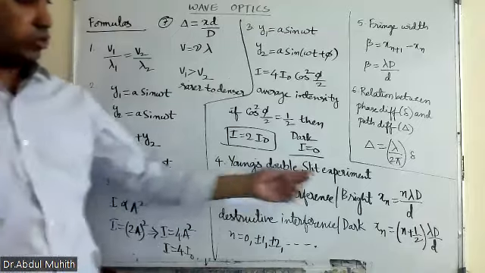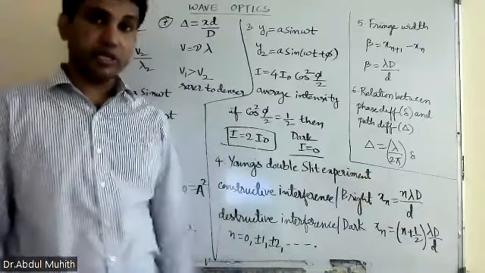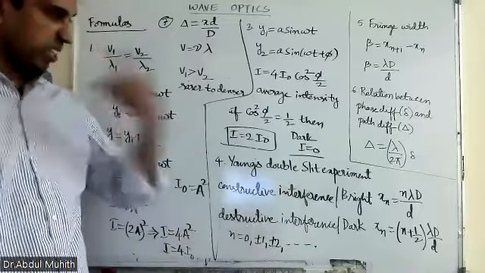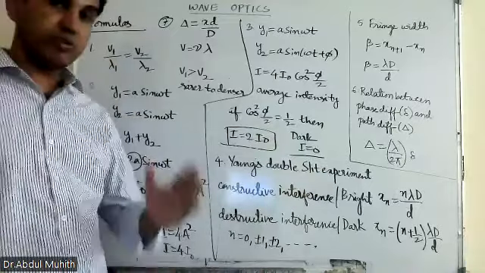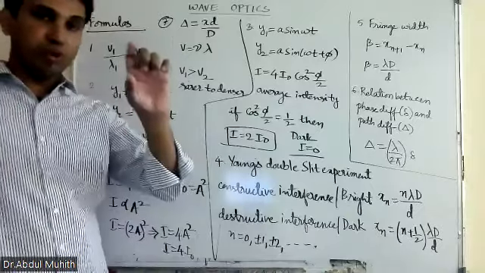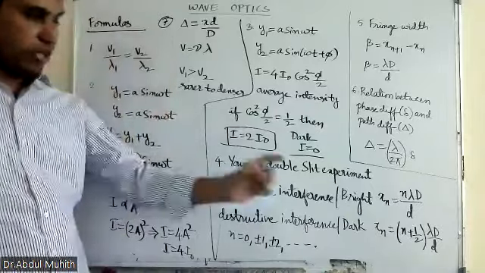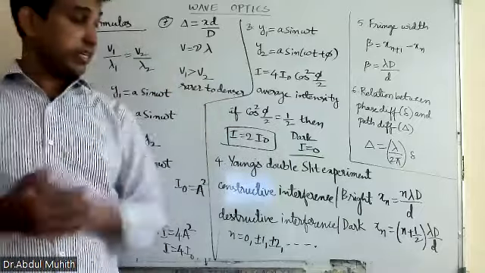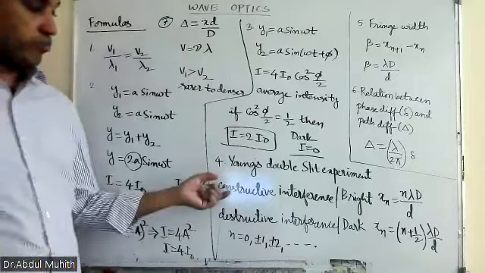So x n is equal to n into lambda capital D by small d. What is n here? n is a number. I'll explain how it comes. Capital D is the distance between the slit and the screen. Small d is the distance between the two holes, two slits. So this is the condition for constructive interference.